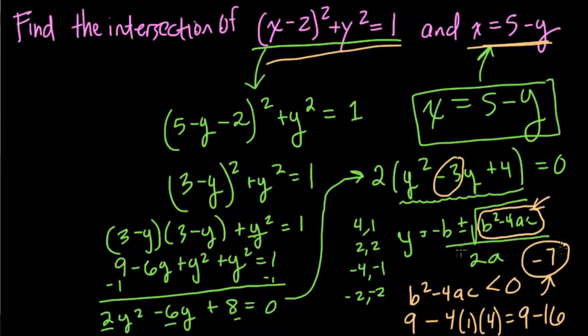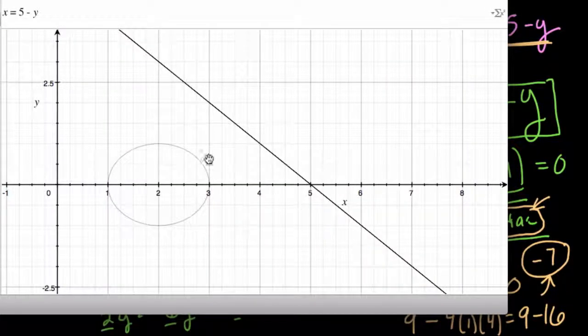And here our discriminant is negative. That tells us we don't actually have a solution, any real solution. In other words, there's no real point where these things meet. And you can see it right here. They don't meet with any real numbers.